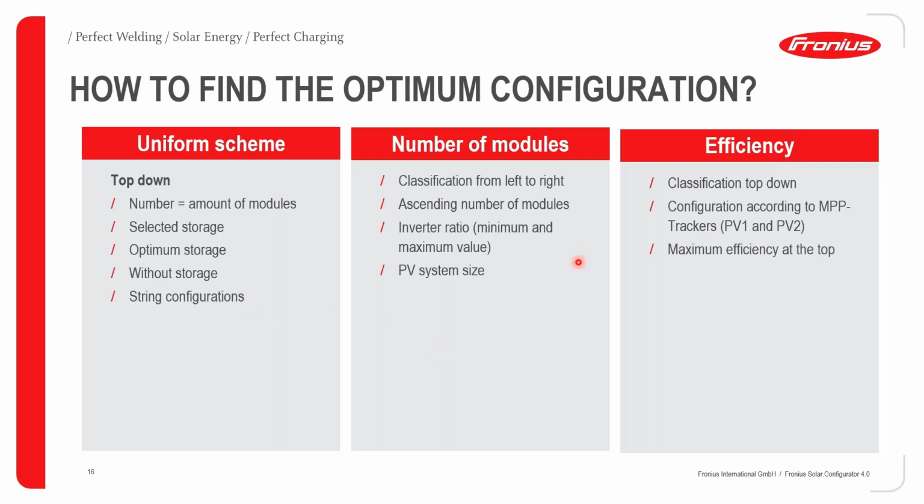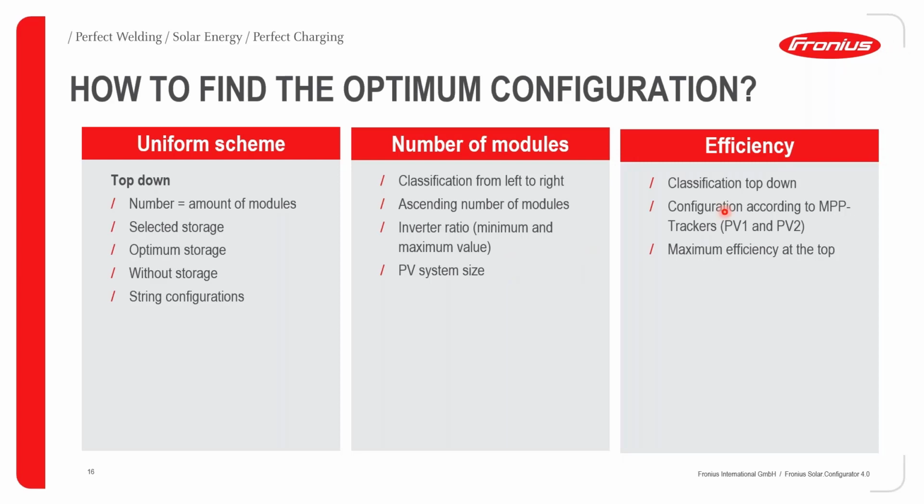Okay, the next platform would be the number of modules. So using this platform, we can then do a classic classification from left to right, and we can basically work out the optimum amount of modules per string. And as I said again, what would be more economically feasible.